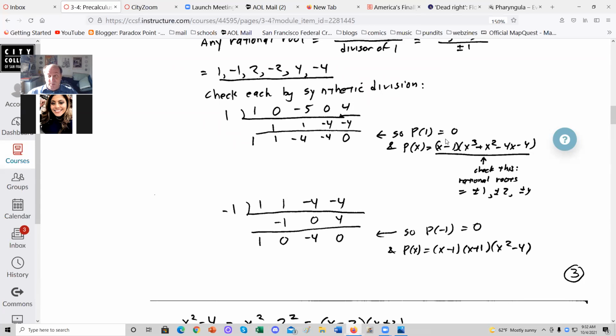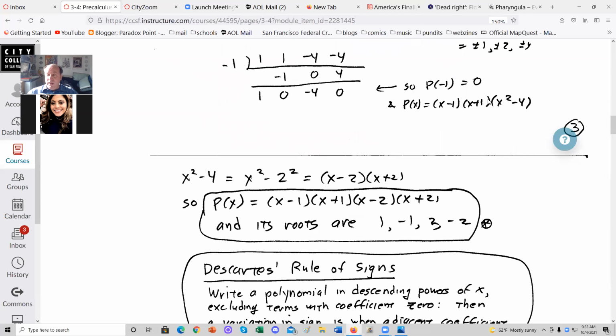So our whole polynomial will be x minus 1 times x plus 1 to make this 0. And then we're left with x squared minus 4 from here. Now this is easy enough to factor. X squared minus 4 is a difference of squares, x squared minus 2 squared, and a difference of squares is difference times sum, x minus 2 times x plus 2. So P of x is x minus 1 times x plus 1 times x minus 2 times x plus 2. That's the complete factorization of the polynomial.